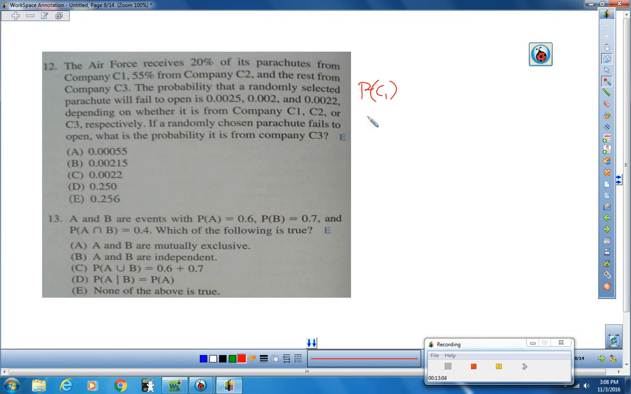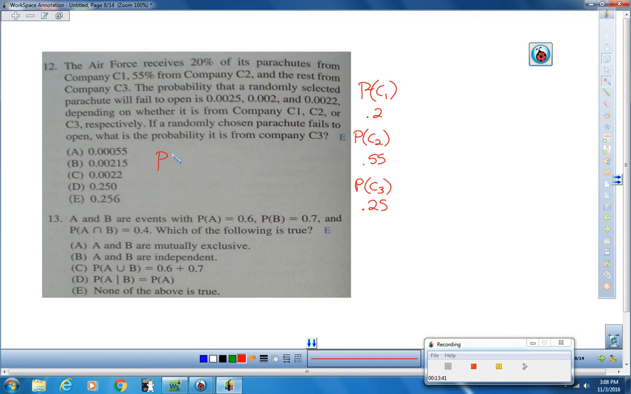So probability of Company 1 is 0.2. Probability of Company 2 is 0.55. And the probability of Company 3 is what's left over. And what's left over seems to be 0.25. It says the probability that a randomly selected parachute will fail to open is 0.0025, 0.002, and 0.0022, depending on whether it's from Company C1, C2, or C3, respectively. If a randomly chosen parachute fails to open, what's the probability that it is from Company 3?